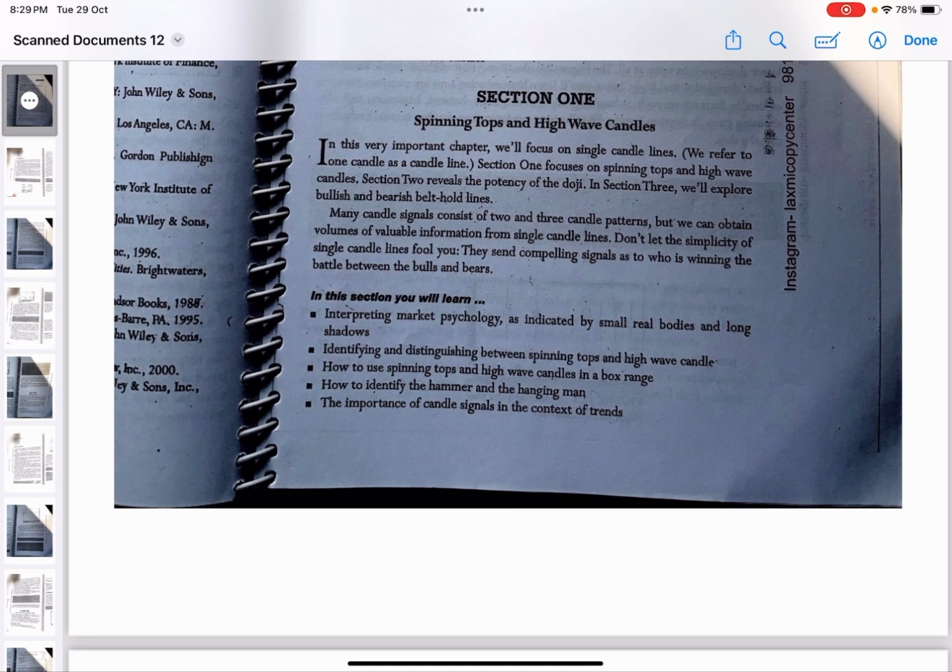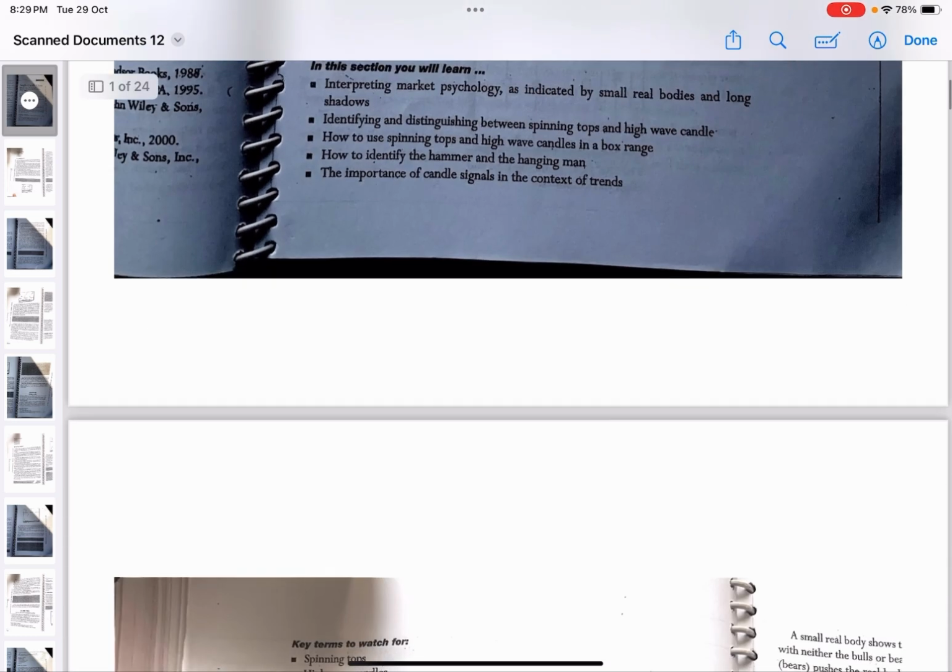Many candle signals consist of two or three candle patterns, but we can obtain volumes of valuable information from single candle lines. Don't let the simplicity of single candle lines fool you. They send compelling signals as to who is winning the battle between the bulls and bears.